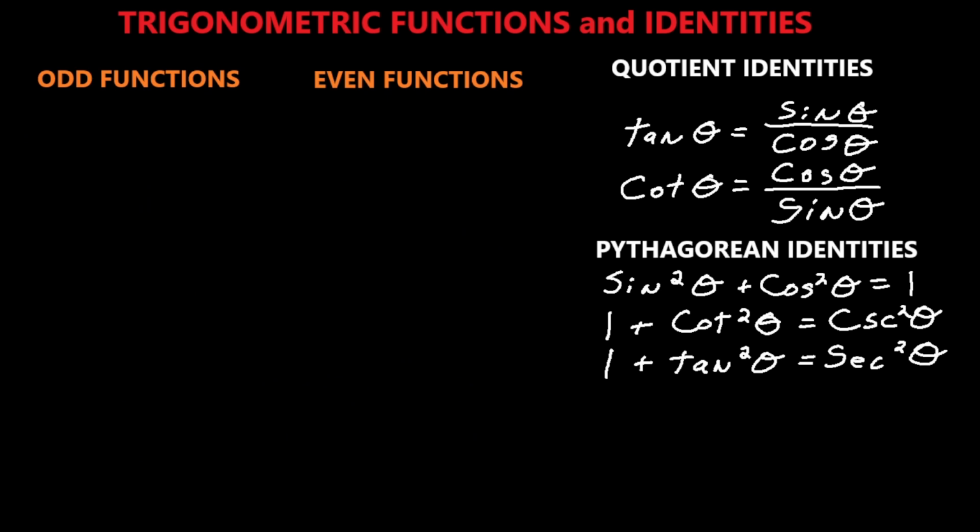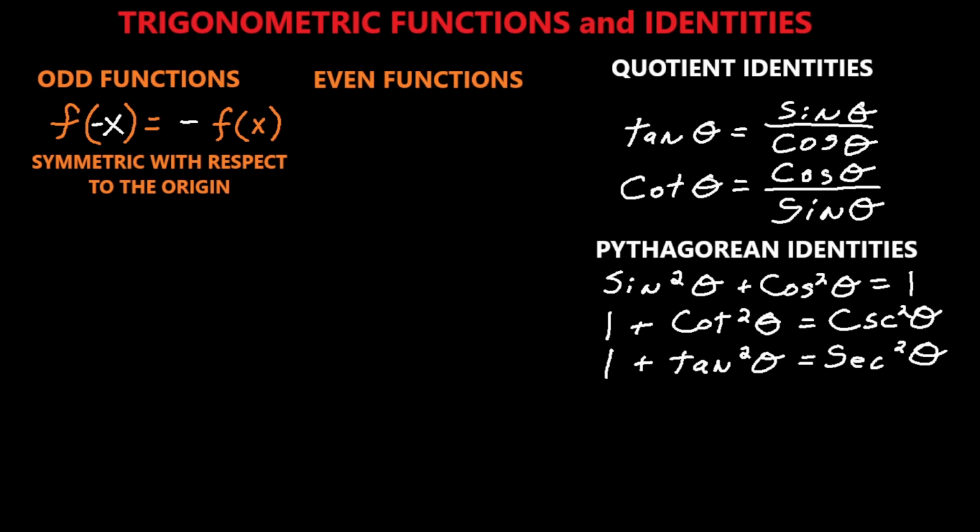The next category for trig identities are odd and even functions. An odd function is one where f of minus x equals negative f of x. And what that looks like is if I have sine theta, and if I change that to minus theta, then that would be equal to negative sine theta.